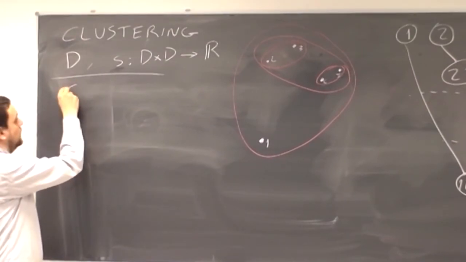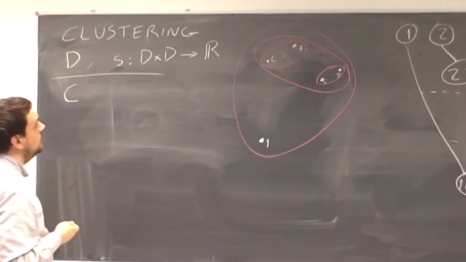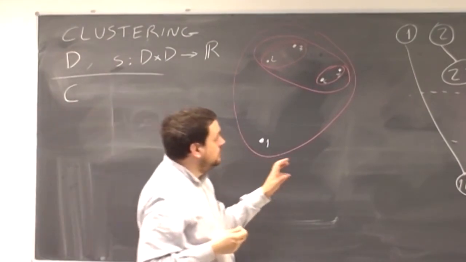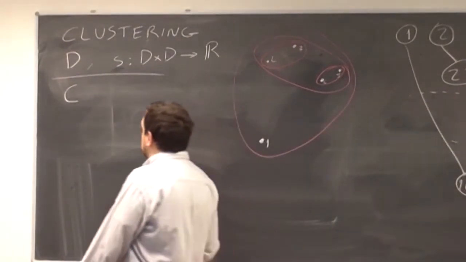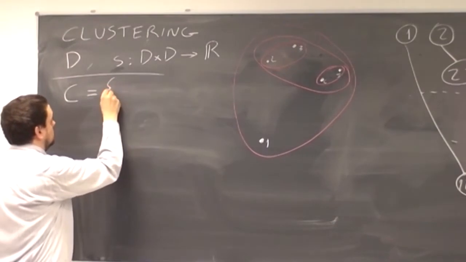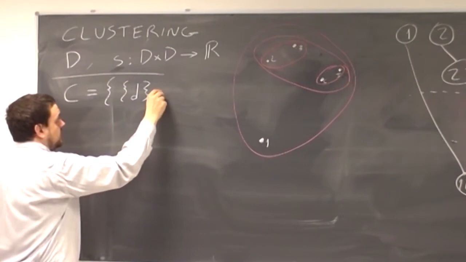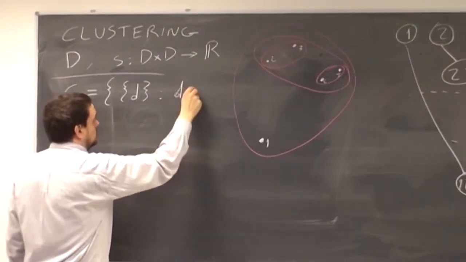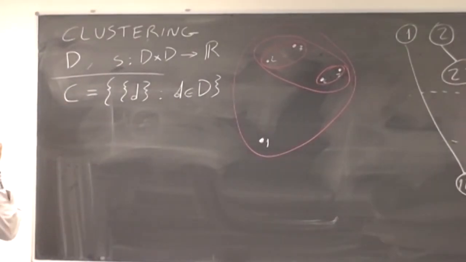Now, we build our set of clusters, and the first thing we do is consider the singletons. So, initially our set of clusters is the singleton of element d for every element d in D. The collection of all singletons.